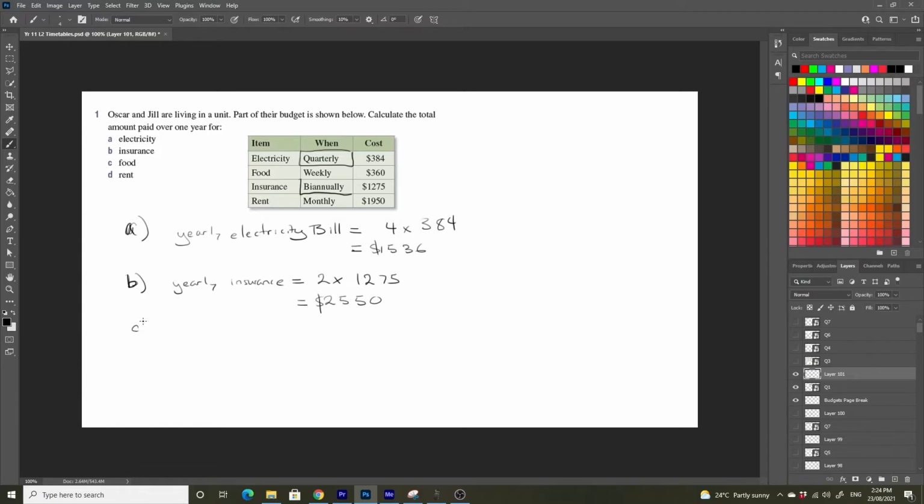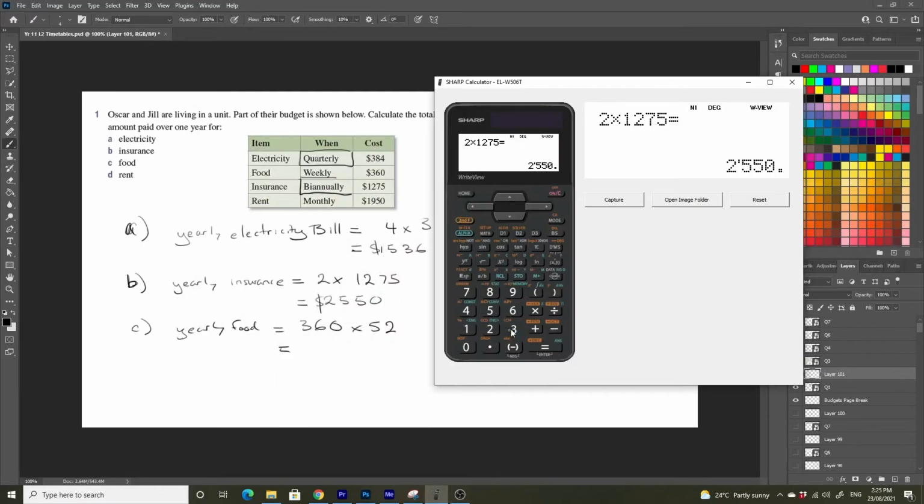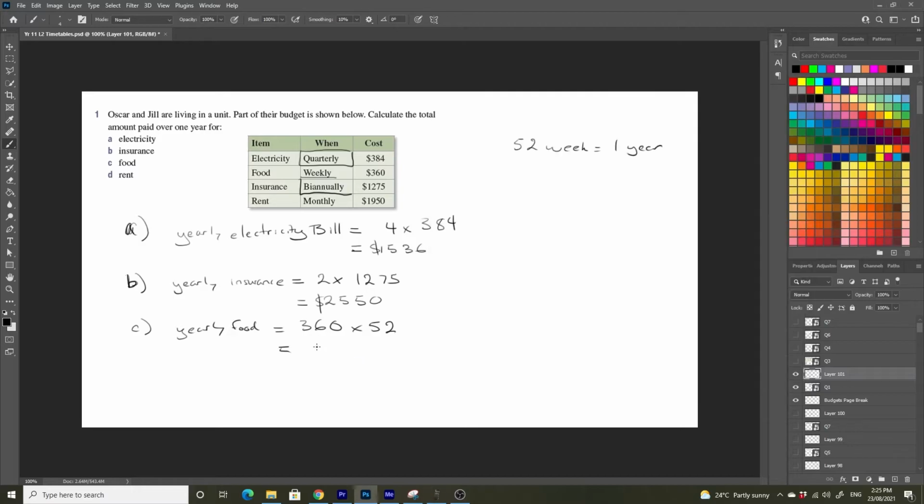Okay, and now we'll go on to C. Well, what's their food going to cost? Well, they've got their food listed in terms of weeks, and we know that there are 52 weeks in a year. So, if we take their yearly food, it is going to be equal to $360 times 52, which is $18,720.